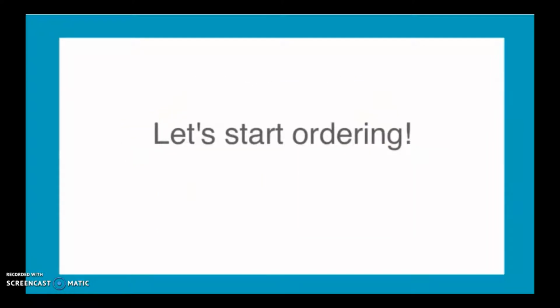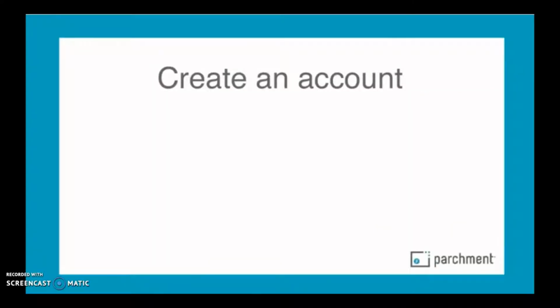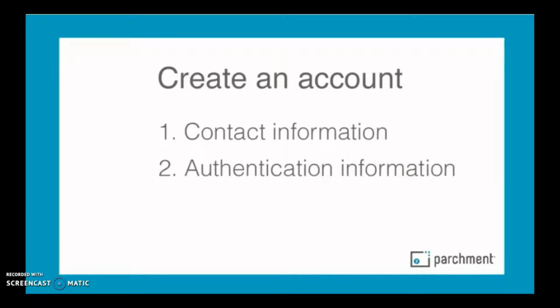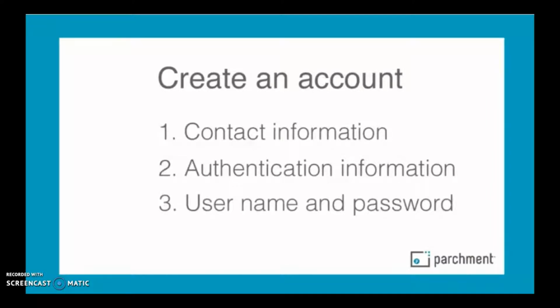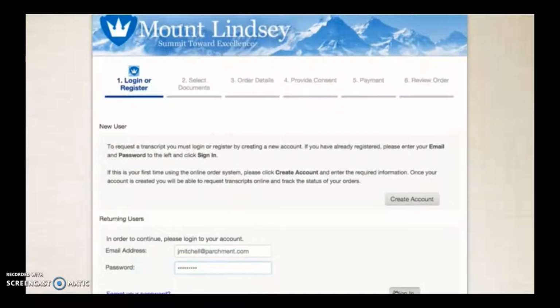Let's start ordering. You're going to go to the page on your school's website where you can order transcripts. You'll see a page that looks like this. If you haven't created an account yet, click Create Account and follow the on-screen instructions. Creating an account consists of 3 parts: contact information, authentication information such as your date of birth and student ID, and creating a username and password. So let's go back to the main page and log in. Enter your email address and password and click Sign In.